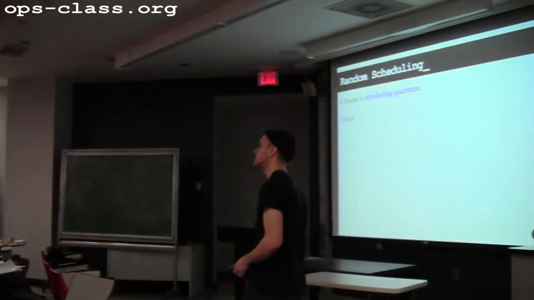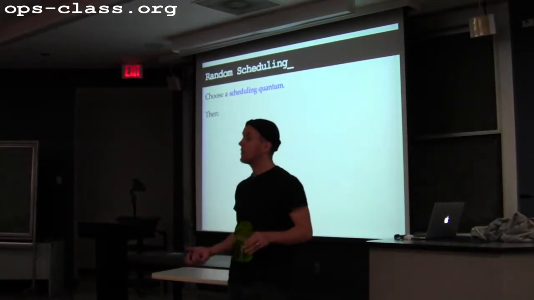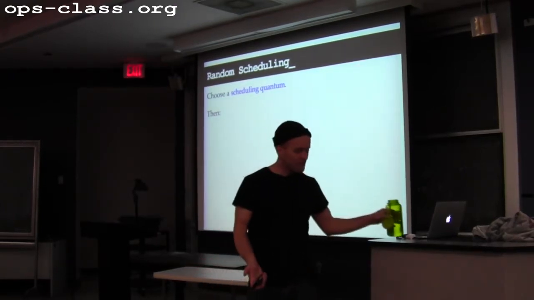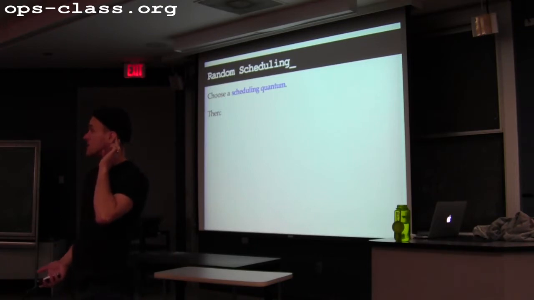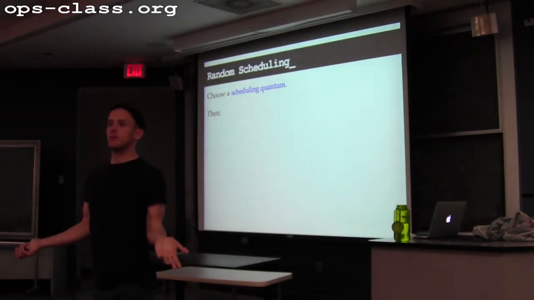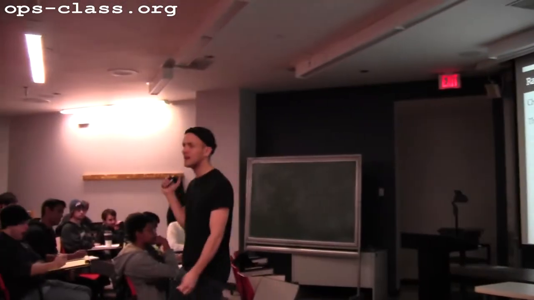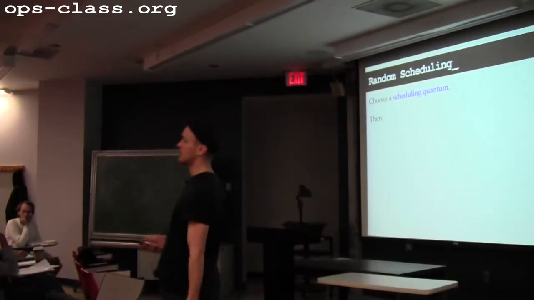Why is that important? What could happen if I don't have a scheduling quantum? Right, if I'm in a while one loop, there will never be another scheduling decision unless I have a quantum. So preemption is something that we start to assume as we start to talk about these algorithms, okay?